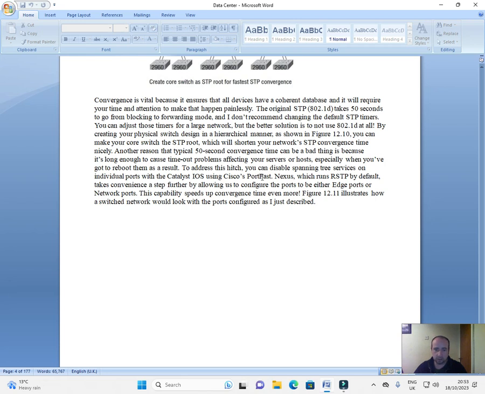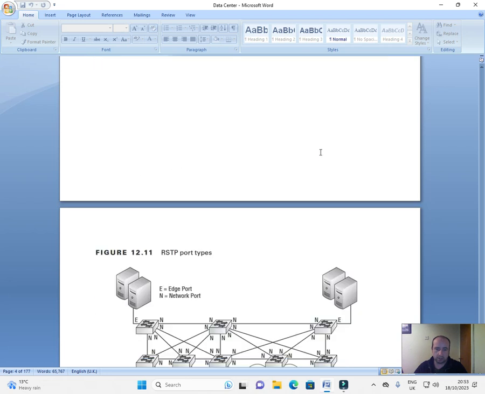To address this hitch, you can disable spanning tree services on individual ports with the Catalyst IOS using Cisco's PortFast. Nexus, which runs RSTP by default, takes convenience a step further by allowing us to configure the ports to be either edge ports or network ports. This capability speeds up convergence time even more. Figure 12.11 illustrates how a switched network would look with the ports configured as I just described.